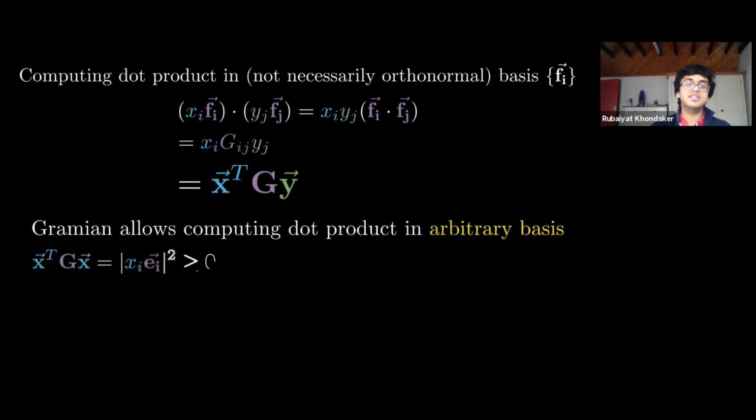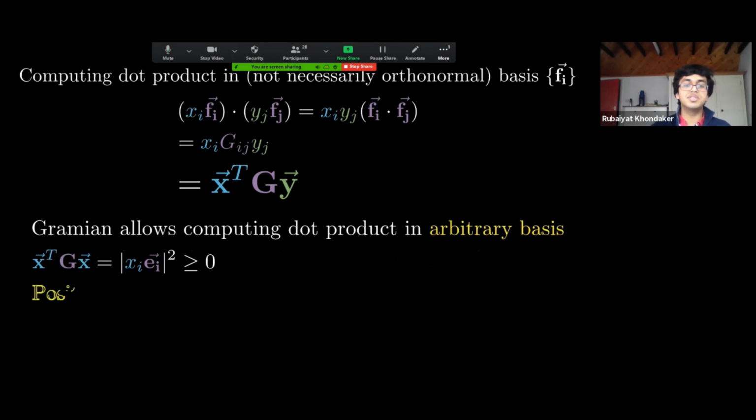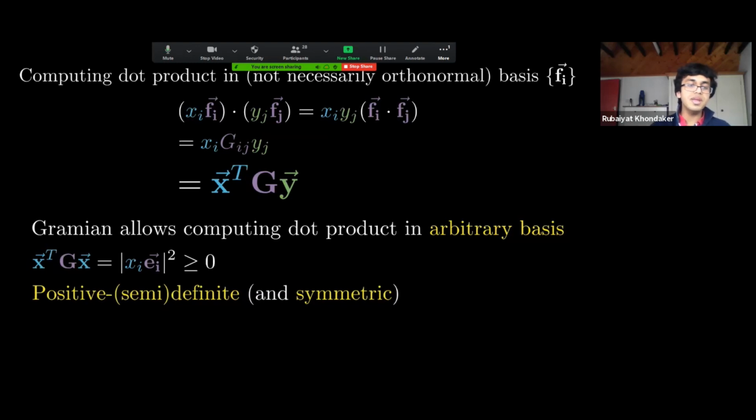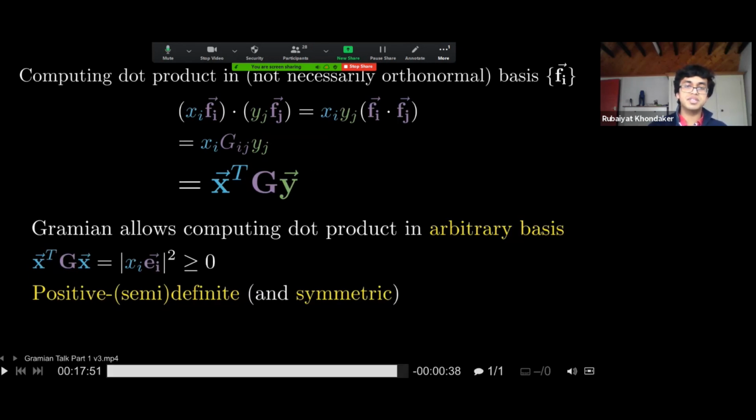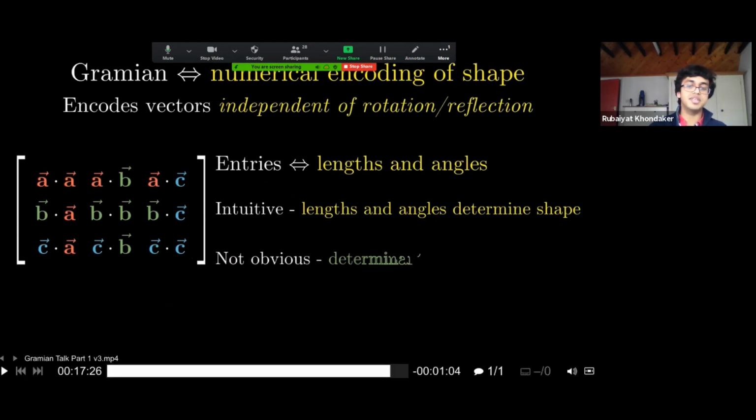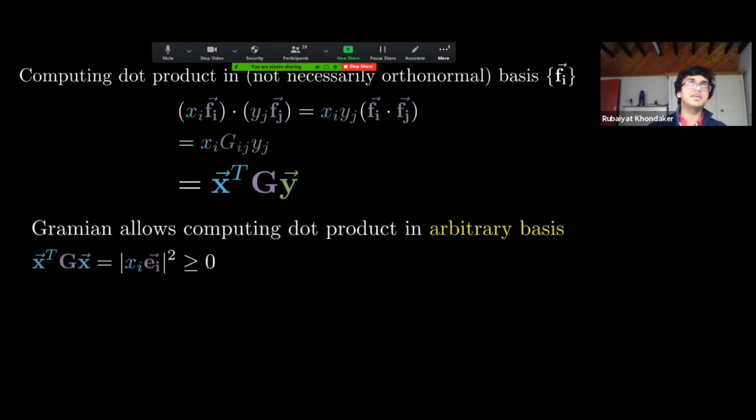So the useful thing about this is that if you think about, okay, what's x transpose G x? That's just the length of a vector in some basis squared, which is always bigger than or equal to 0. So because x transpose G x is always bigger than or equal to 0, the Gramian matrix is positive definite, or I guess positive semi-definite. Maybe there's a vector which has length 0, which is not the 0 vector. It's also a symmetric matrix because, well, the dot product is symmetric, right? So A dot B is the same as B dot A. So you think the transpose will be the same. So the Gramian is a positive definite, or semi-definite, symmetric matrix.